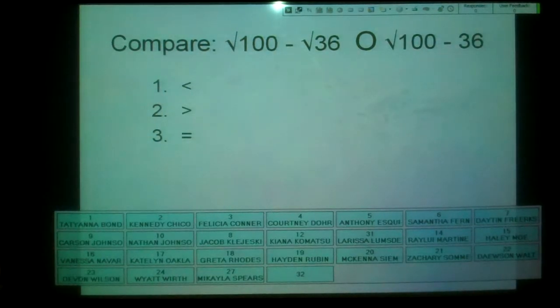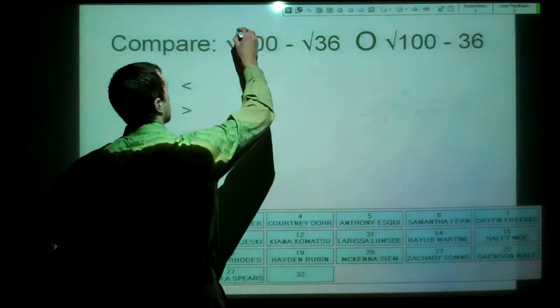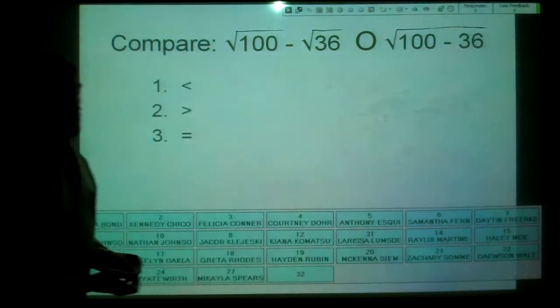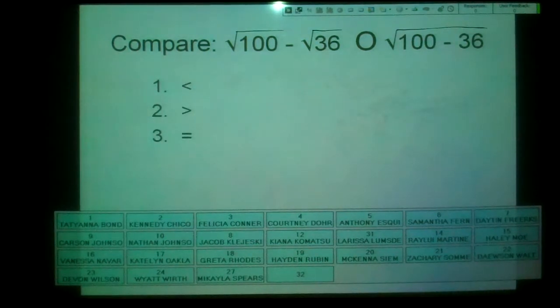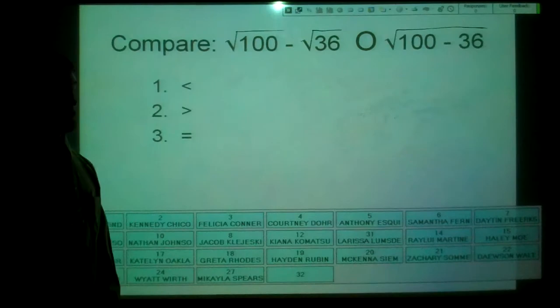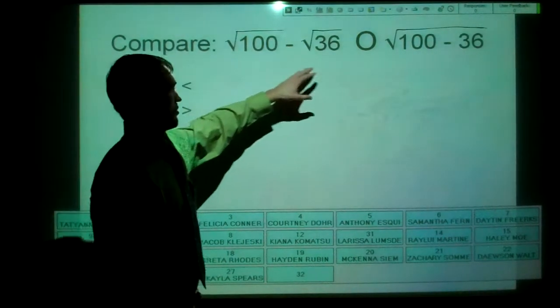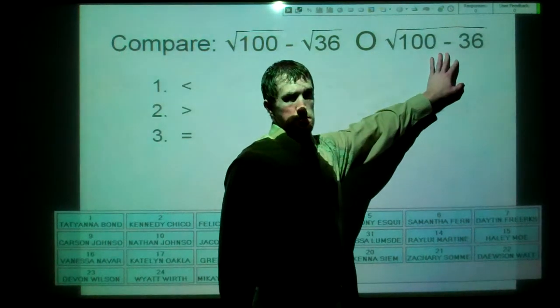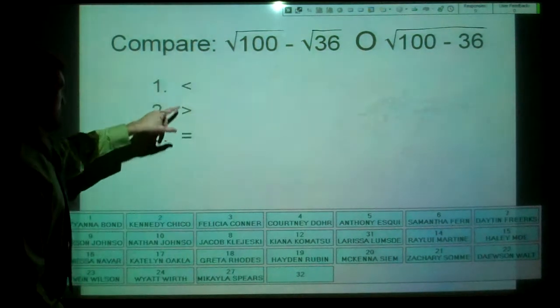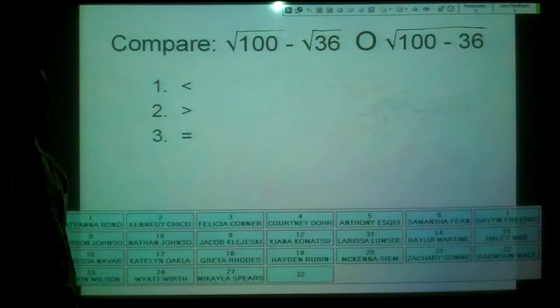Alright. This is a good one to look at too. So basically what we have here is the square root of 100 minus the square root of 36. And we're comparing that to the square root of 100 minus 36. There is a difference between these two, and we need to make sure that we know that there's a difference. Here we're treating the square root separately. Here we're going to subtract and then take the square root. And then we're going to fill this circle with whichever symbol is appropriate.